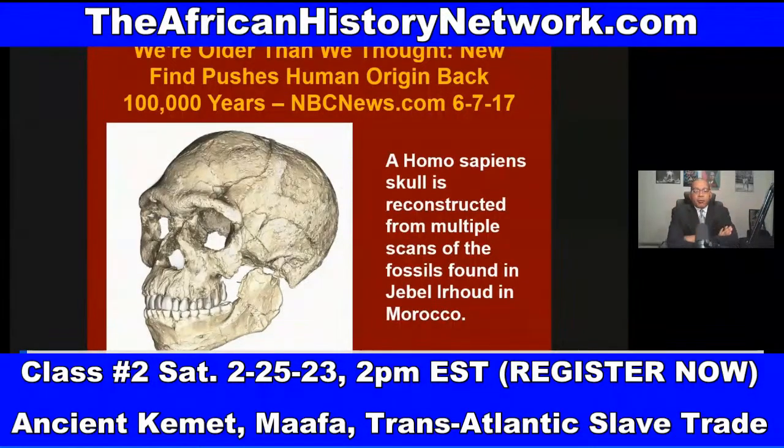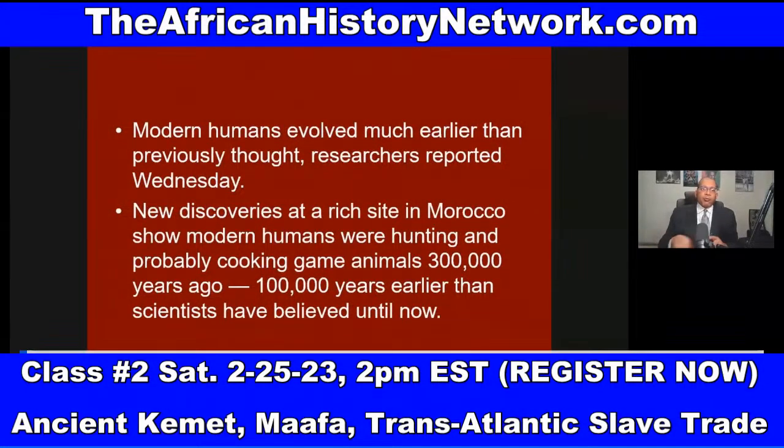So this archaeological discovery came out and it blew away the archaeological world. We're older than we thought. New find pushes human origin back 100,000 years. This is from NBCnews.com, June 7th, 2017. Modern humans evolved much earlier than previously thought, researchers reported on Wednesday. New discoveries at a rich site in Morocco show modern humans were hunting and probably cooking game animals 300,000 years ago.